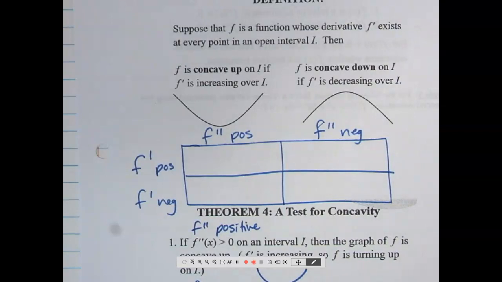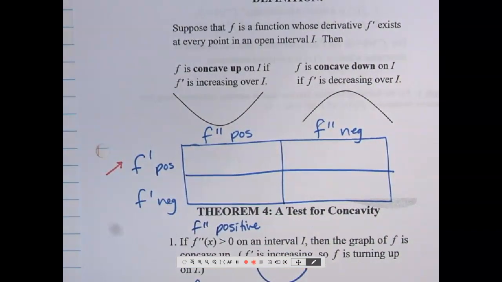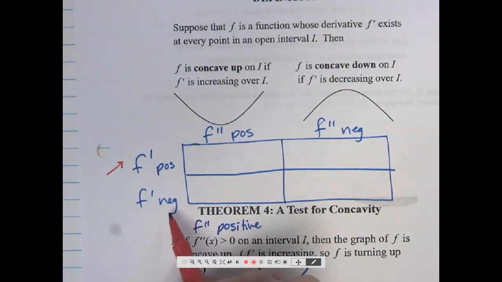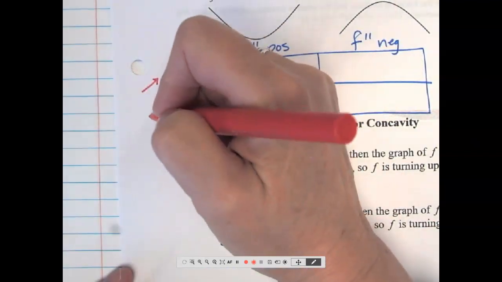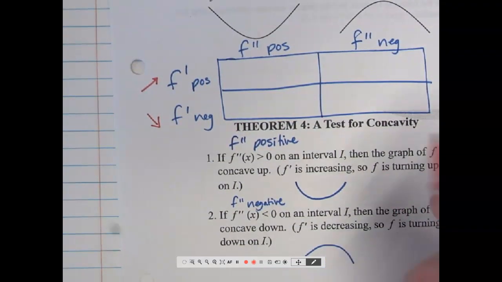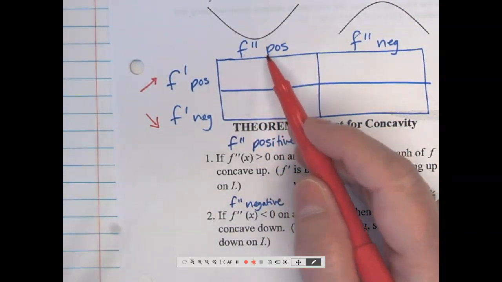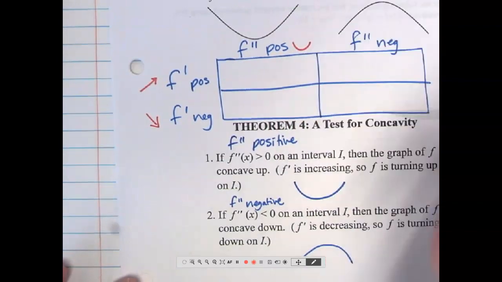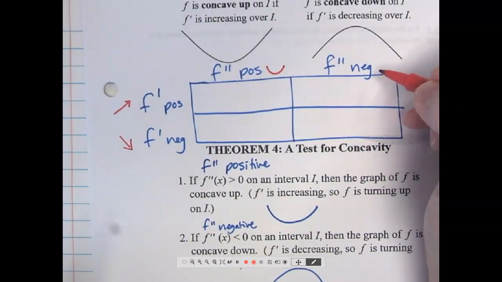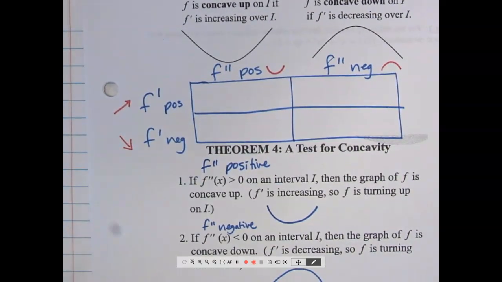Now, if our first derivative is positive, what does that mean about the original graph? It's going uphill. It is increasing. If our first derivative is negative, then the original graph is decreasing. We've talked about that. Today we're going to introduce this concavity portion. If the second derivative is positive, then our graph is concave up. And if our second derivative is negative, that tells us the original graph is concave down.